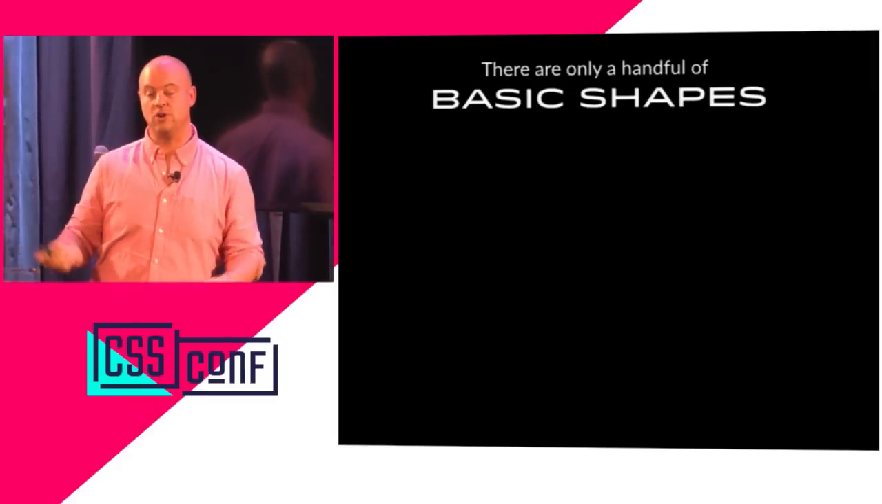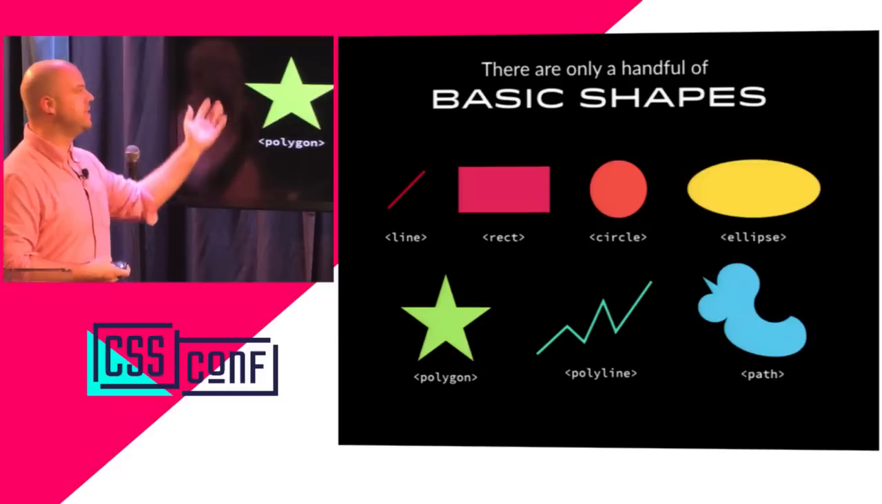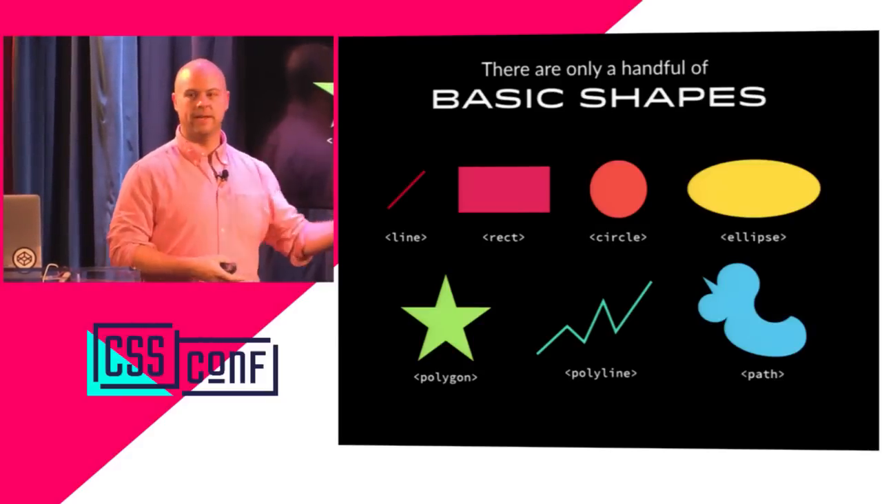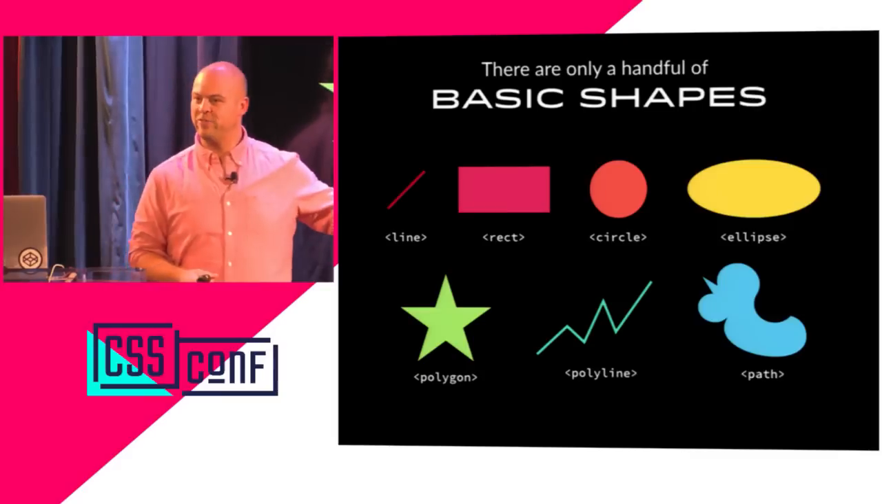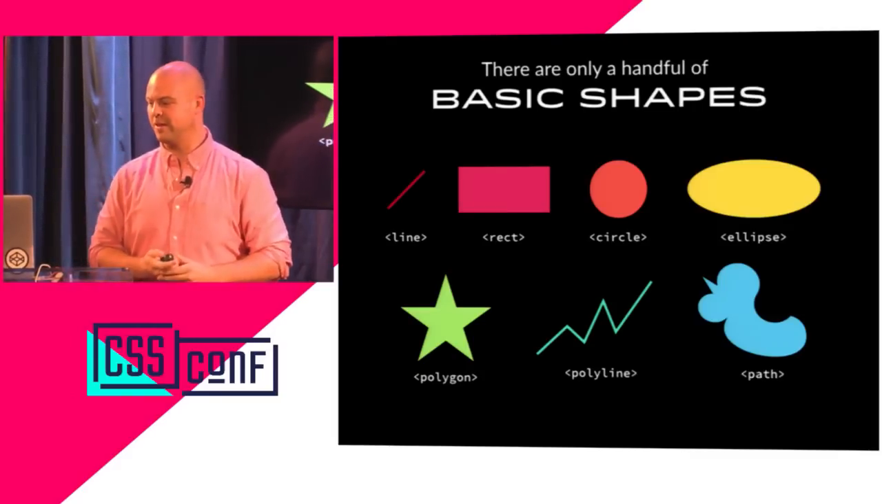In fact, for the shapes that do drawing in SVG, that's all of them really. There's really not that many. It's lines and rectangles and circles and ellipses. Polyline is a polygon that's just not closed, and then paths are fun because they can draw anything. They have their own kind of special syntax. Pretty cool little element there.